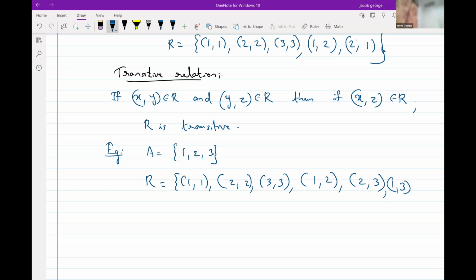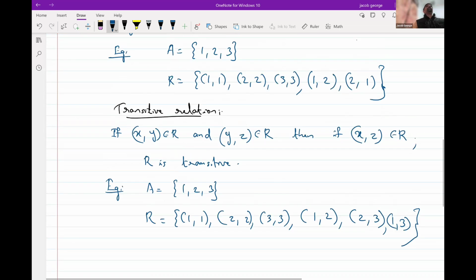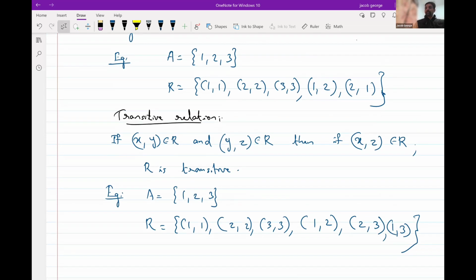(1,2) is there, right? Starting with the y, all the pairs we have to check. Then (2,3) and (3,3): yes, (2,3) is there. Then (1,3) and (3,3): yes, (1,3) is there, right? So this is a transitive relation. Is it clear? So like this, for every (x, y) and (y, z), if (x, z) is there in that relation, it is transitive. Got the points clear? Yes.